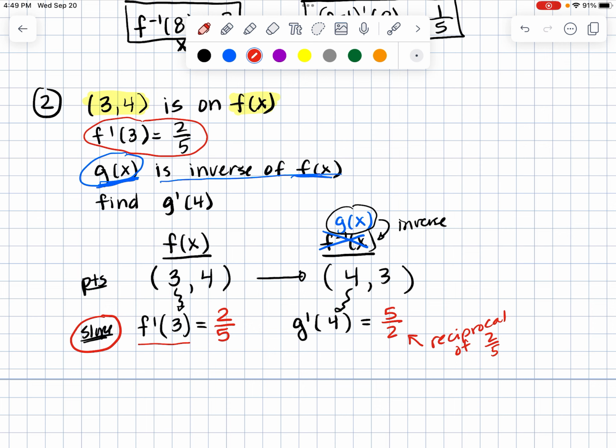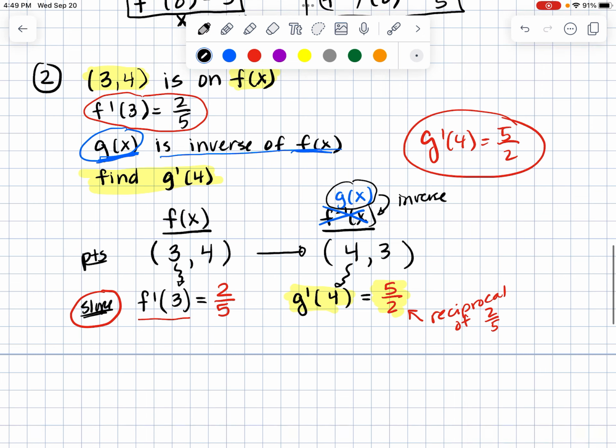So what was the question? It says find g prime of 4. Well, look at this. g prime of 4 is 5/2. So g prime of 4, you can answer your question. g prime of 4 equals 5/2. Isn't that kind of cool? Do you want to see another one? I'll show you another one.